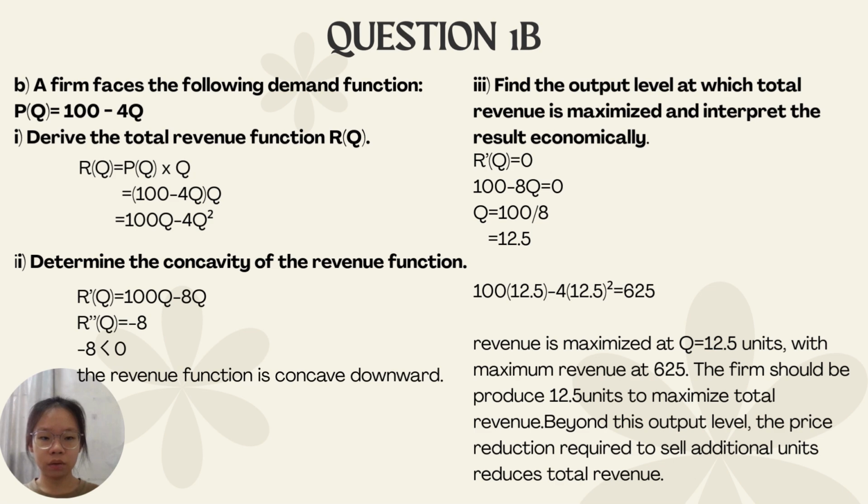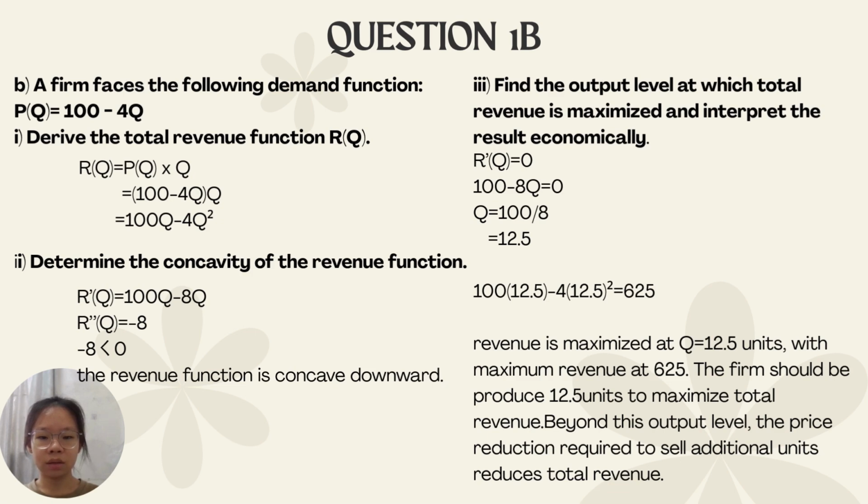Now I will explain question 1b. The demand function given is P of Q equals 100 minus 4Q. Total revenue is calculated as price times quantity. Substituting the demand function, R of Q equals (100 minus 4Q) times Q, which equals 100Q minus 4Q squared.